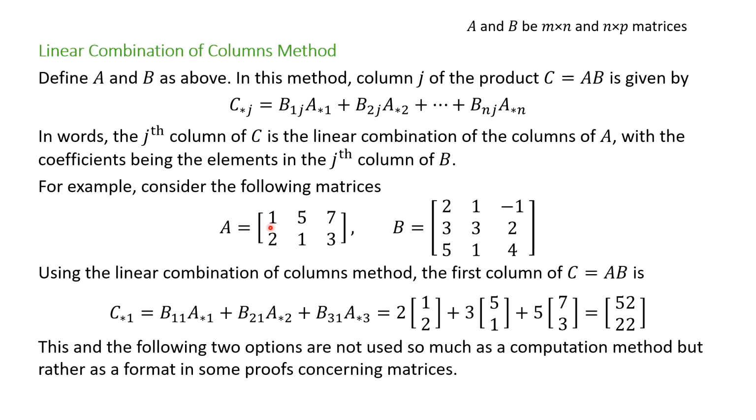Now, what you want to do is double check that. So if we multiply A times B, and in particular we're only computing the first column here, let's take the first row of A times the first column of B, and we get 2 plus 15 plus 35. That's 52. Then to get this here, we get 4 plus 3 plus 15, and that's 22.